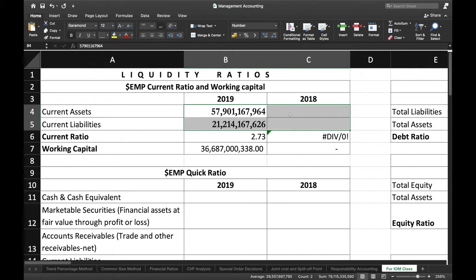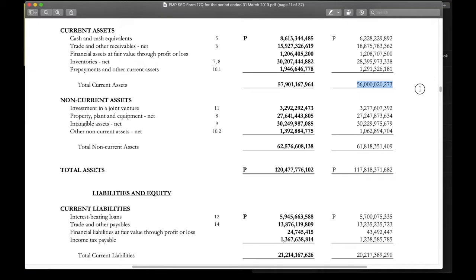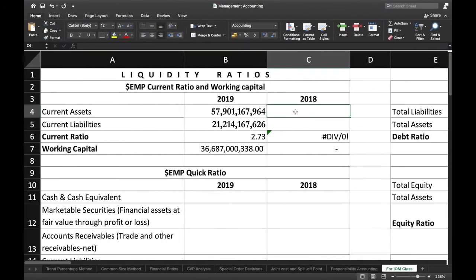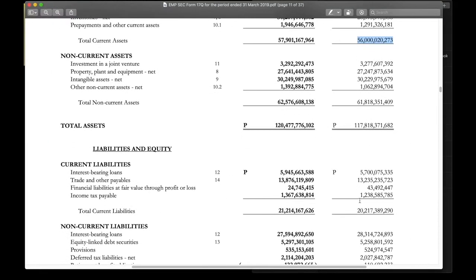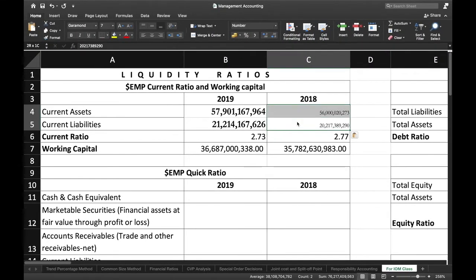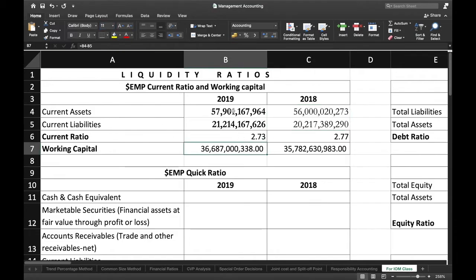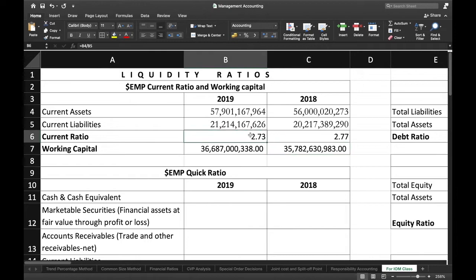Same with the 2018. Nice. Copy natin yung current assets. So we have here current assets. And the current liabilities. Okay, so let's copy this ito. And change natin ito 12 yung font. Lumiliit kasi. Anong ibig sabihin nito? As you can see, guys, we have here the values for current ratio.